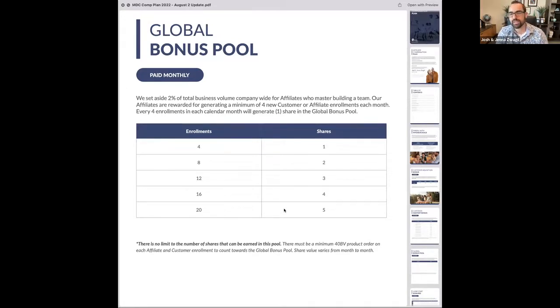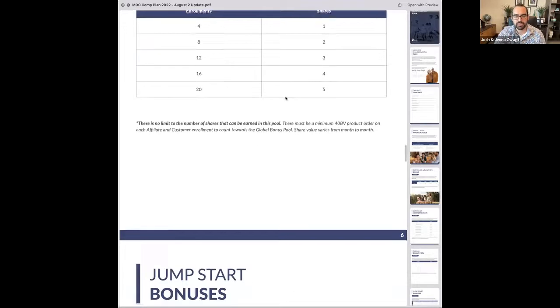We talk about it in the 10 and 2, where if you do 10 and 2, you're getting 3 shares in this pool, which could be an extra $180 added to your first check. And so don't discount the global bonus pool. This is one of the best ways to get paid for people that are heavy on customer acquisition, or they're enrolling a lot of people into the business.